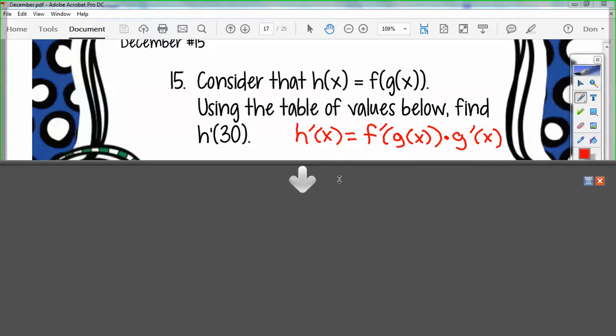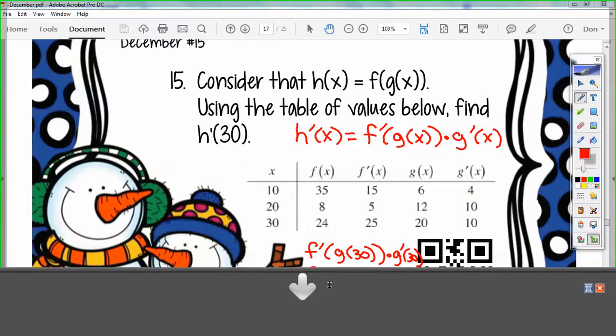What do we got? 50? 50, okay? Because the key is that line right there, right? Chain rule. You got H is equal to F of G of X, so H prime of X would be derivative of the outside, F prime, leave the inside alone, G of X, times derivative of the inside, G prime. And then you substitute your 30 everywhere you have an X. So it would be F prime of G of 30 times G prime of 30.